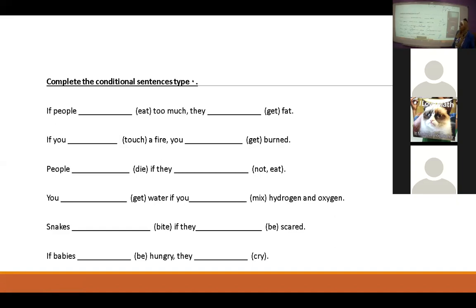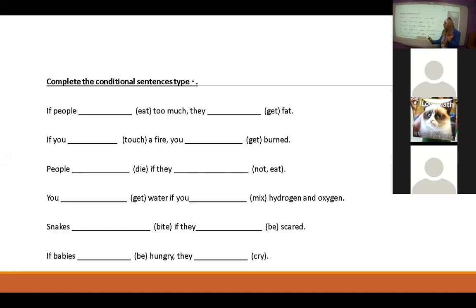The last one. If babies hungry, they cry. Who raised his or her hand? Teacher, can I answer? Yes, please. What's your name? Jude. Yes, habibti. If babies are hungry, they cry. Excellent. Why didn't you change the verb cry? Because present simple. Present simple, yes.